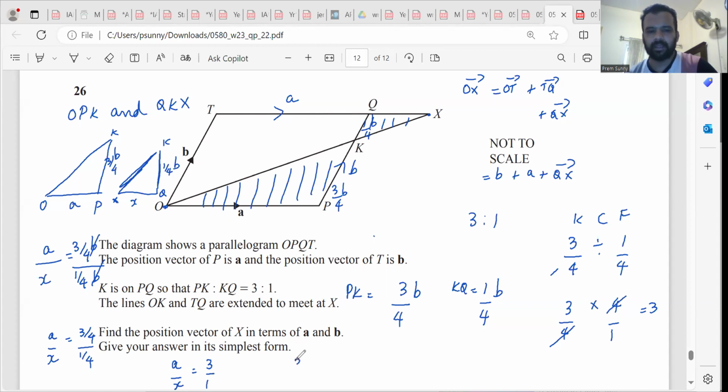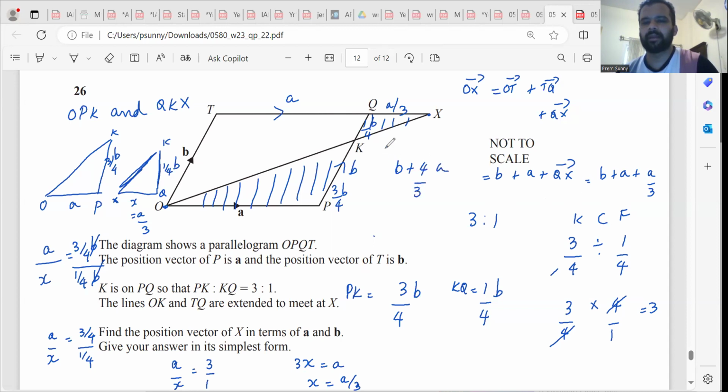Now cross multiply: 3x is equal to A. So x is equal to A by 3. This x here, that is QX, I got as A by 3. So now I need to do B plus A plus QX. QX is A by 3. A plus A by 3 is 4 by 3 A. So my final answer will be B plus 4 by 3 A. This is our final answer.